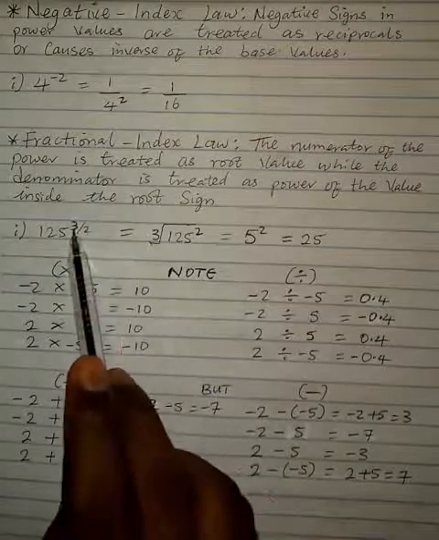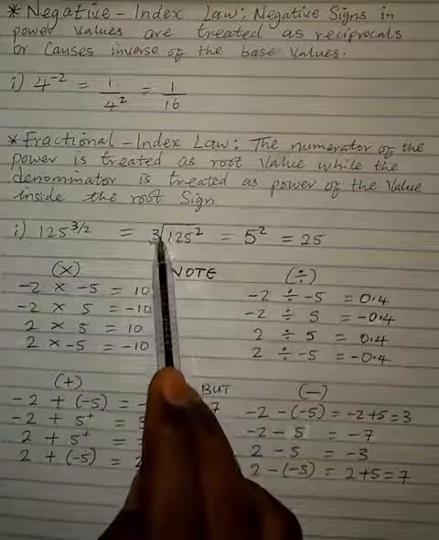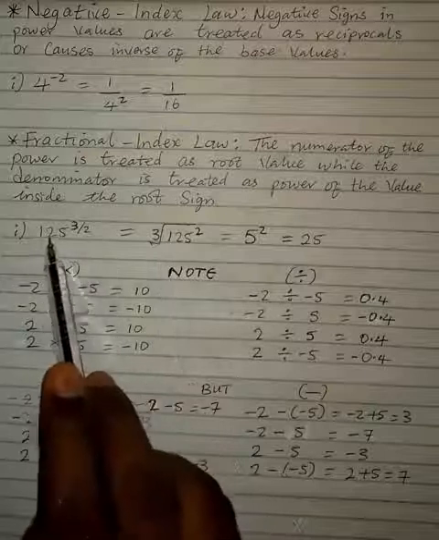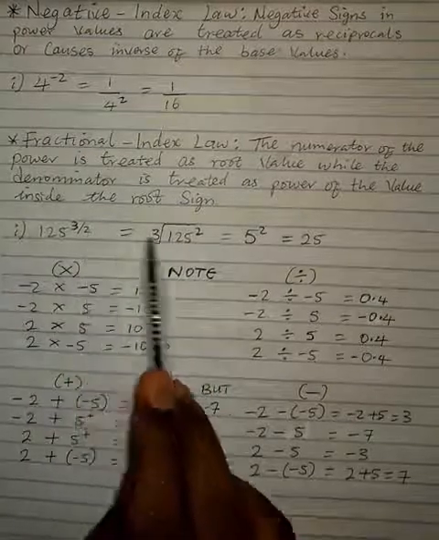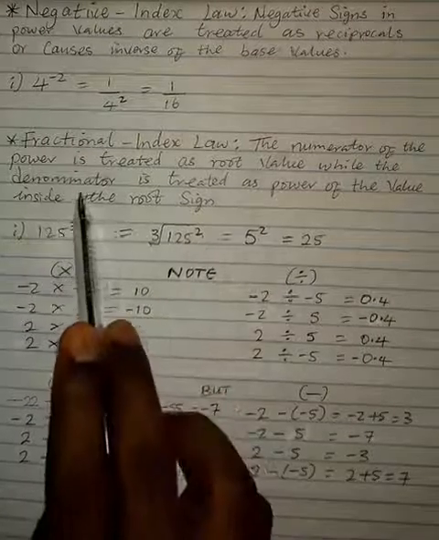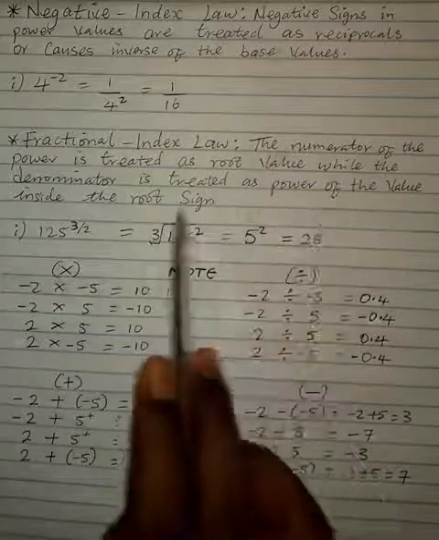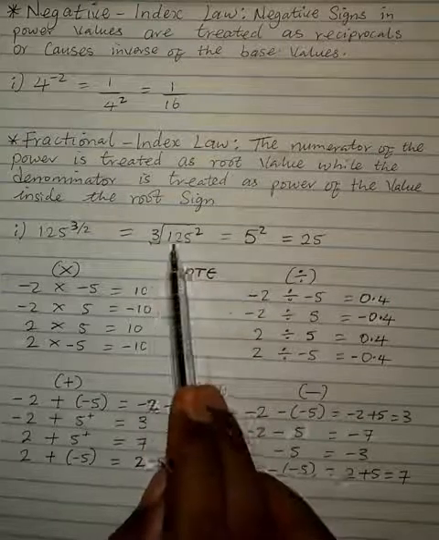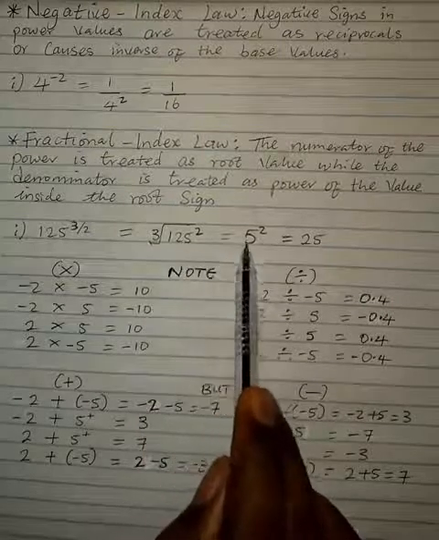Now we have, instead, the numerator forms the root. It is treated as the root, that's the third root. Now 125 enters the root with the denominator as the power. So the denominator is treated as the power of the value inside the root. Now we have the third root of 125, which is equal to 5.